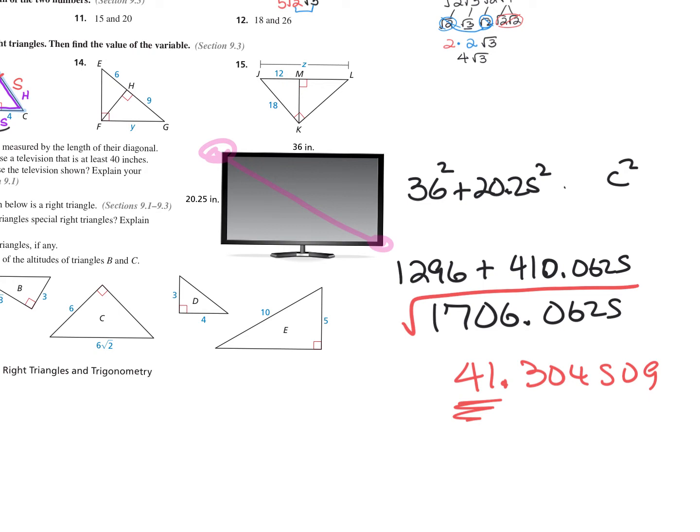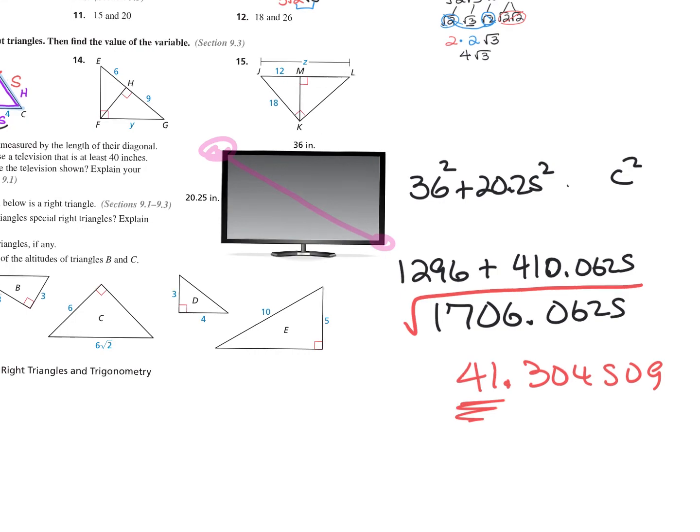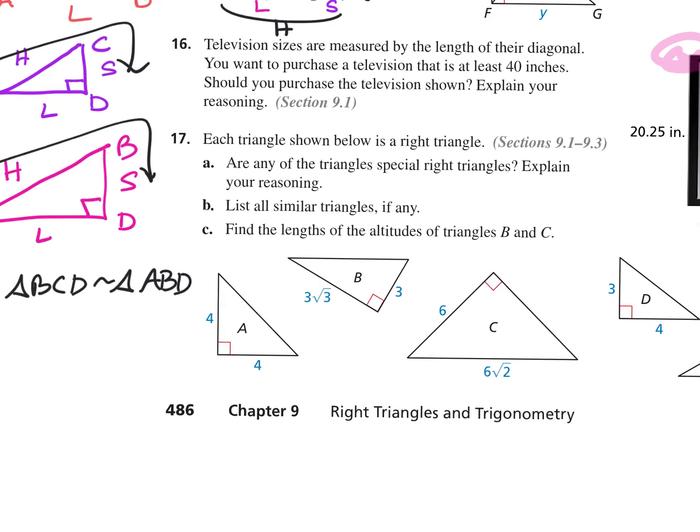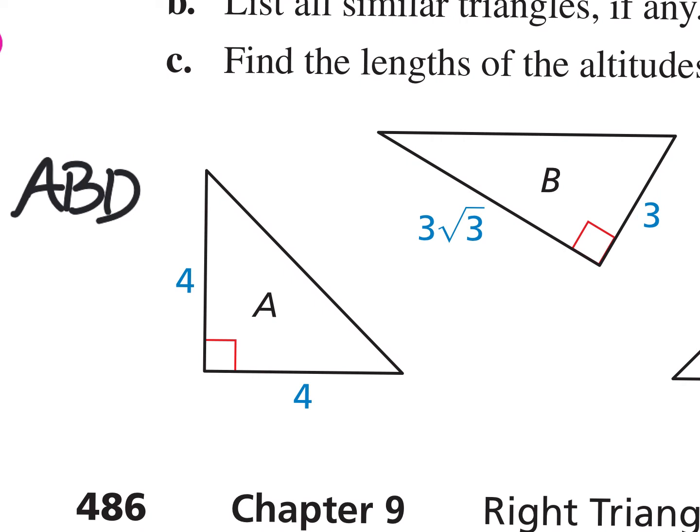And then the last one, again, you're not going to have a question similar to this, but this is a good way to see how you could identify a special right triangle. For this one, it says, are any of the triangles special right triangles? So let's go through and take a look at each one. Well, the first one's easy to see.